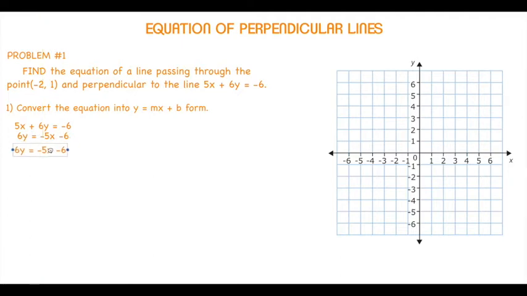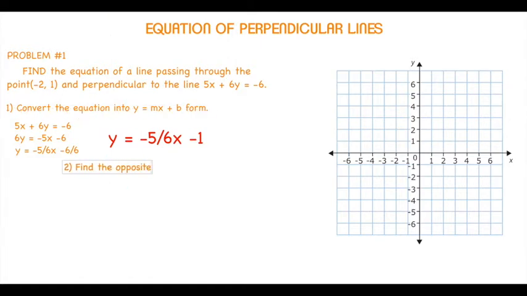Then I'm going to divide both sides by 6, so we get y equals -5 over 6x minus 6 over 6. Then simplify it. Then highlight or rewrite the equation so that it'll be easier to recognize among the other numbers on the work paper. So, the equation that the first problem has given to us in slope-intercept form is y equals -5 over 6x minus 1.